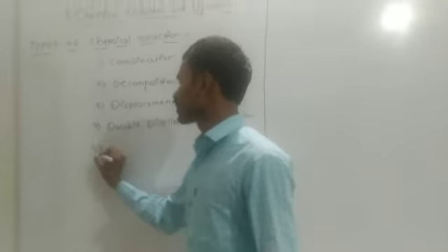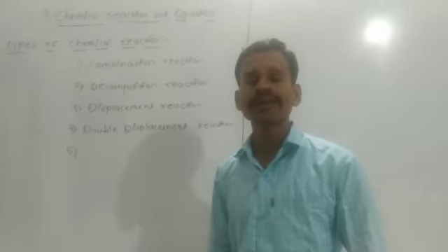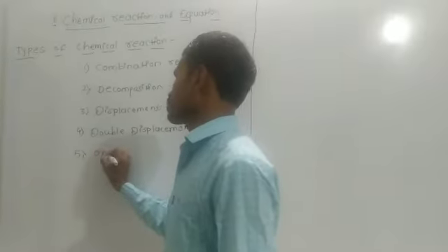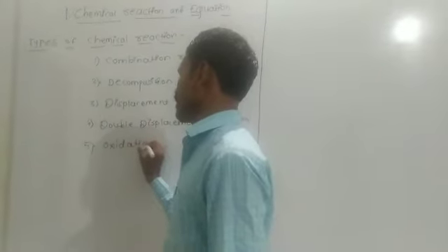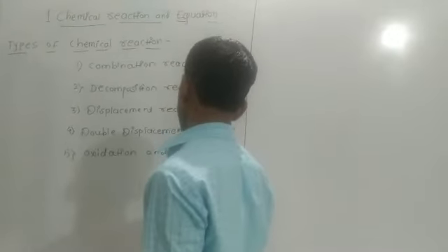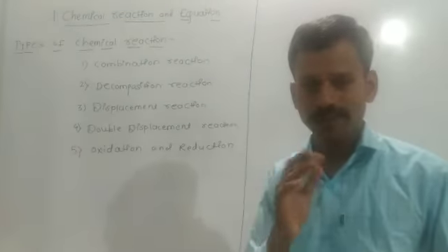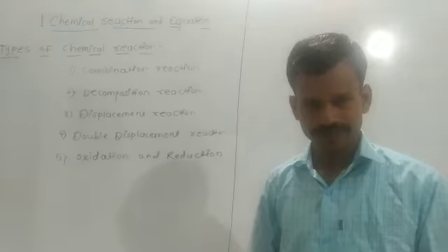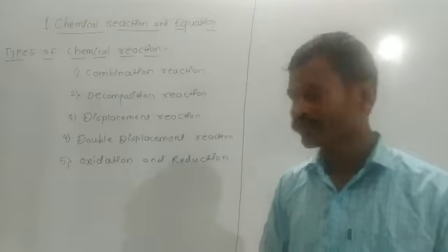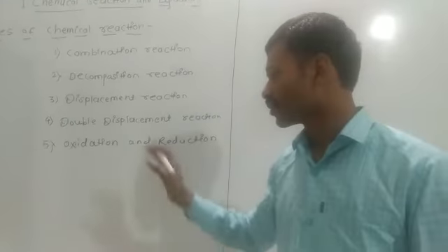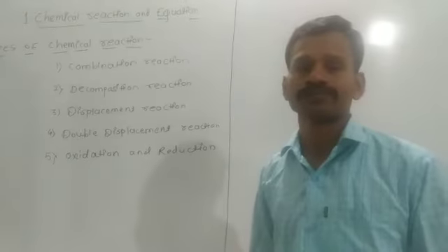And the fifth type of chemical reaction is called oxidation and reduction. So these are the 5 types of chemical reaction: combination reaction, decomposition reaction, displacement reaction, double displacement reaction, oxidation and reduction.